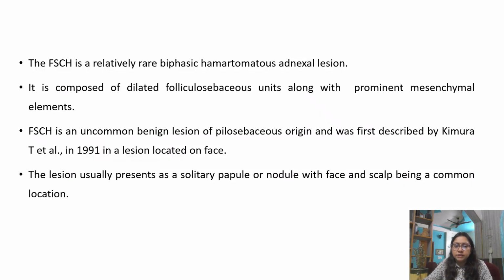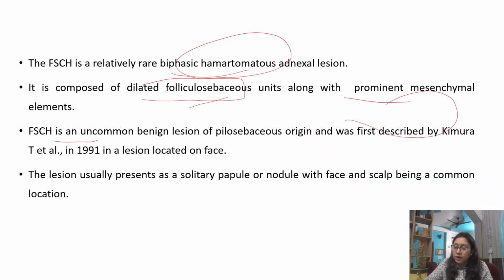So FSCH, as we saw, is a rare biphasic hamartomatous adnexal lesion. It is composed of dilated folliculosebaceous units. Many pictures I had shown you where you had a dilated folliculosebaceous duct along with prominent mesenchymal elements. This entity was first described by Kimura T et al. in 1991 in a lesion located on the face. Ours was also on the nose.